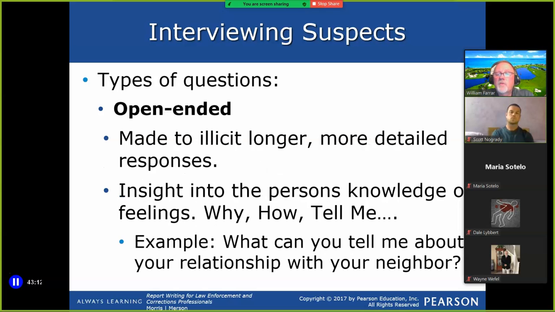Open-ended questions are meant to elicit longer, more detailed responses. What you're looking for is some insight into the person's knowledge or feelings, right? So you could use why or how or tell me to start your question. An example could be, what can you tell me about your relationship with your neighbor? And that should trigger them to talk a little bit more. And that still doesn't mean that you couldn't focus in with a couple of direct questions after that, but here you want the person to tell you a little bit more. You want some personal knowledge.